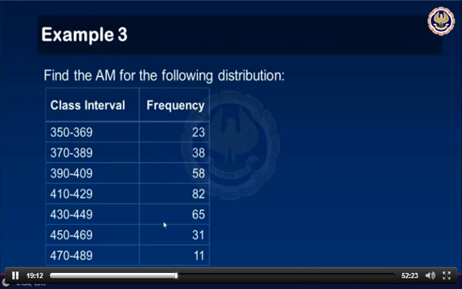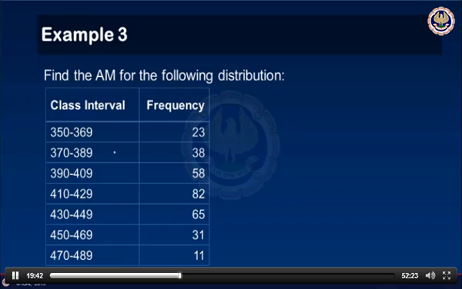Students, friends, in the earlier slide, we computed the arithmetic mean based on the frequency distribution. Now coming to the problem, which is also based on the frequency distribution, but here we are computing this example based on the deviation method. Let us see this example.